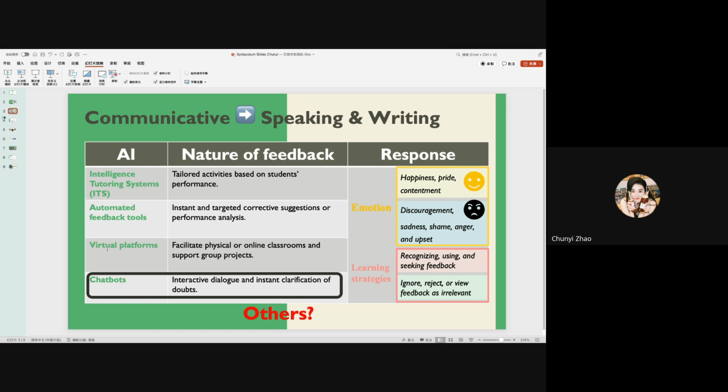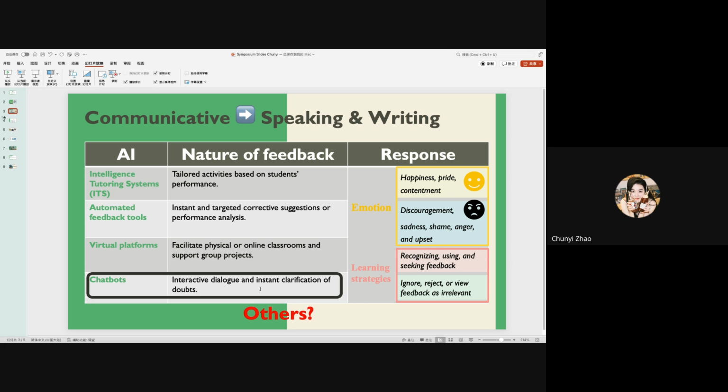And the third category is virtual platform. This kind of tool is used to facilitate physical or online classrooms and support group projects, which means they are not just used in text work. They also can communicate with students or just help students to communicate with each other. And the last one is the most famous one, the chatbots. The most famous example is ChatGPT. It can give students interactive dialogue and instant clarification of doubts.